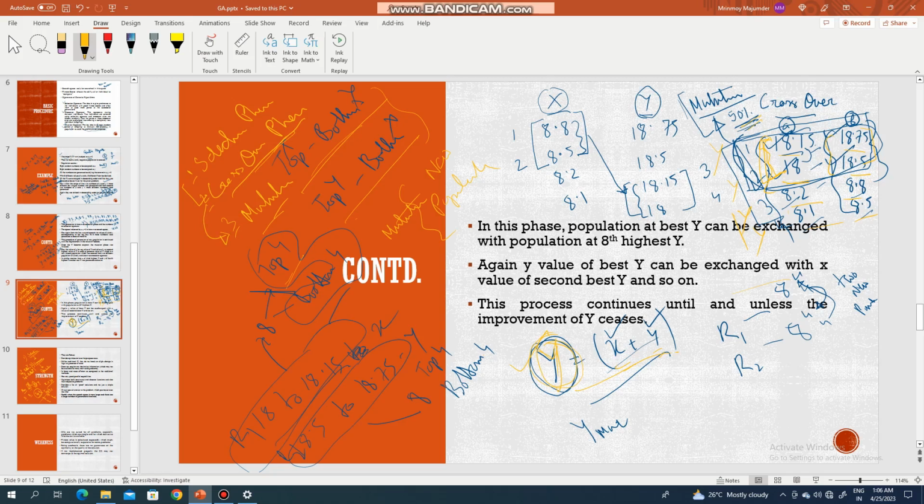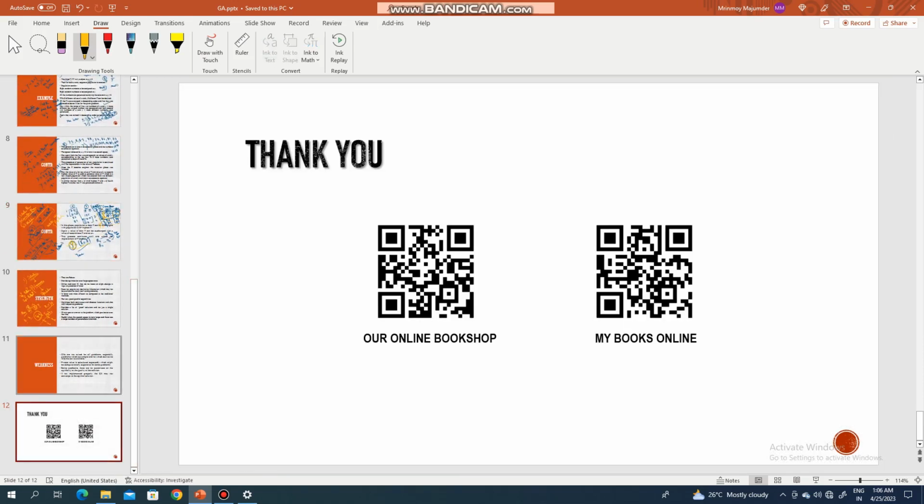Now let us see the analogy. Okay, very important thing, analogy. So what is the analogy? Analogy means what is the analogy between natural evolution and our genetic algorithm. In natural evolution also, there was a selection phase, there is a crossover phase, and there is also a mutation phase.